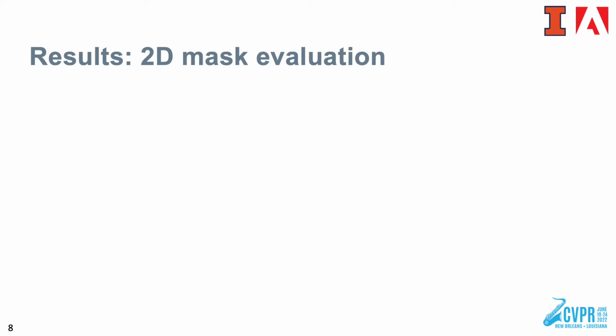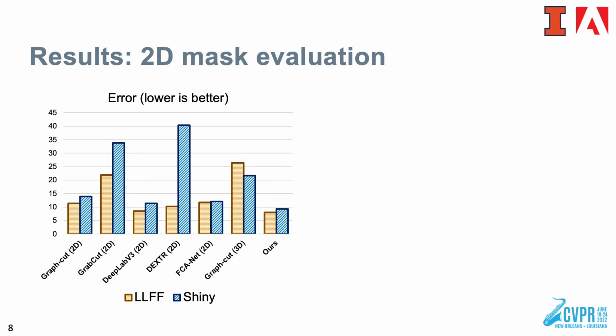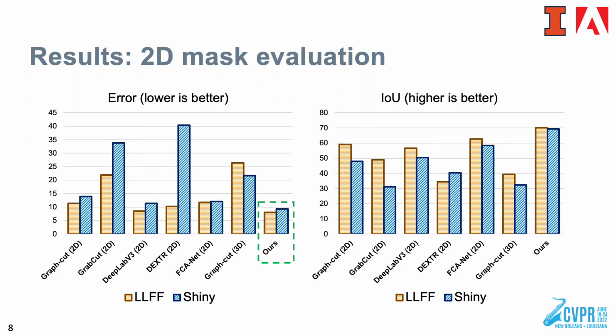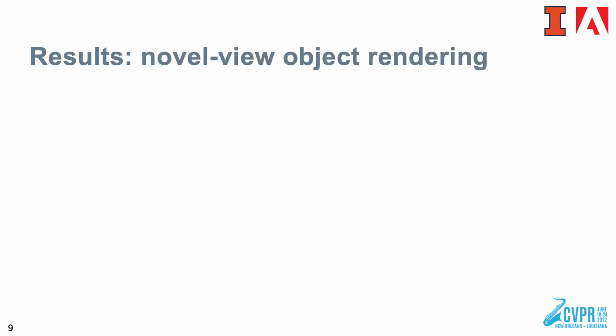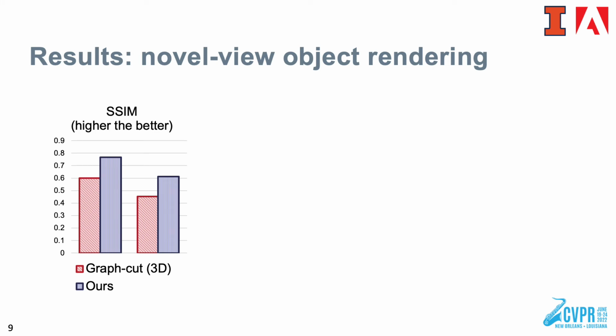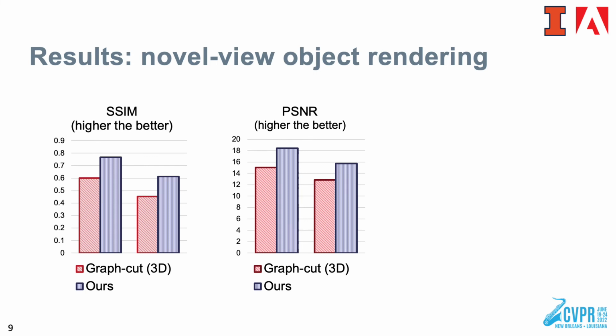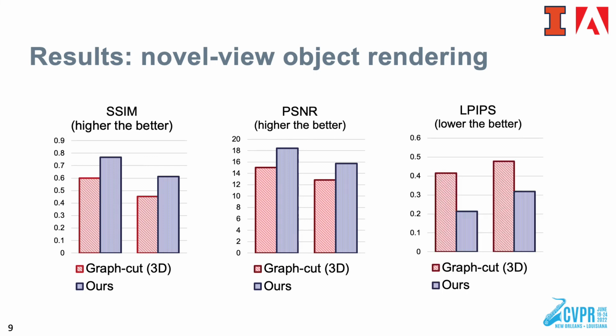For experiments, we first render the foreground voxel locations to a novel view for 2D mask evaluation. On both LLFF and Shiny datasets, our method outperforms all the 2D and 3D baselines for both mask error and IoU score. Besides, our model segments the foreground objects in 3D and thus is able to render the objects in novel views. Compared to 3D graph cut, ours achieves more realistic rendering results with higher SSIM, PSNR, and lower LPIPS score.